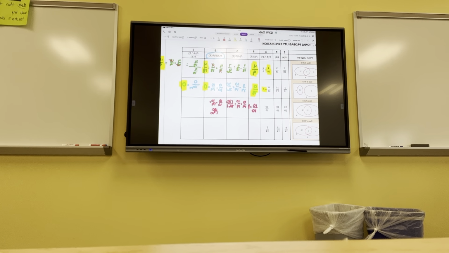A given B is 10 out of 10. And then A intersect B, go back to your other column. It's 10 out of 19 divided by the probability of B, which is 10 out of 19, which is 1. So this does match this.